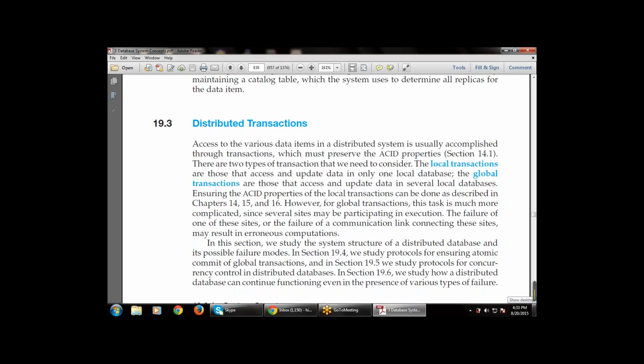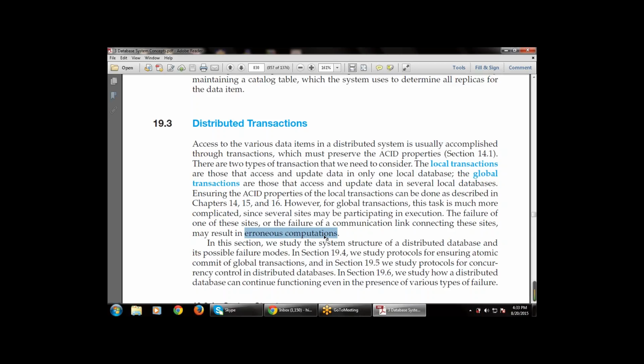However, for a global transaction, this task is much more complicated, since several sites may be participating in execution. The failure of one of the sites, or the failure of a communication link connecting these sites, may result in enormous computation. So whenever there is a failure in any site, or failure of a communication link that connects these sites, it may result in enormous computation.